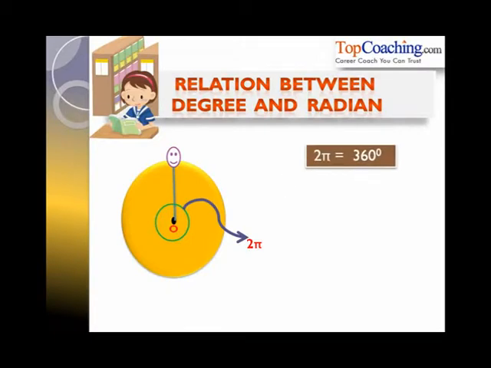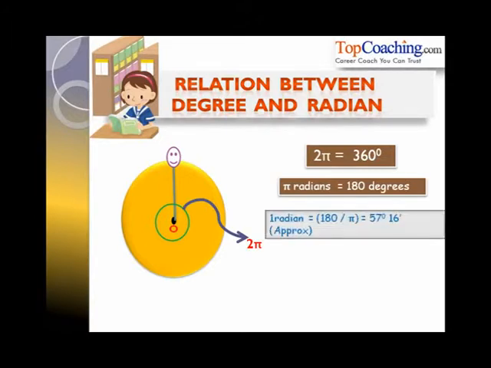We know that a circle represents 360 degrees. Thus, we can say that pi radians is equal to 180 degrees. This is the relation between radians and degrees. Or further, we can say that 1 radian is equal to 180 by pi, which is approximately 57 degrees 16 minutes. So the approximate value of 1 radian is equal to 57 degrees 16 minutes.